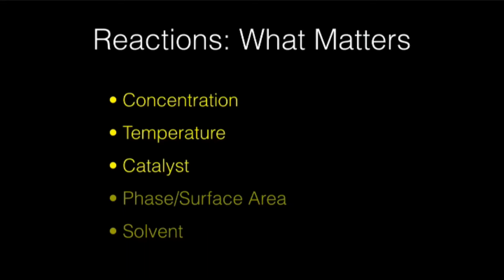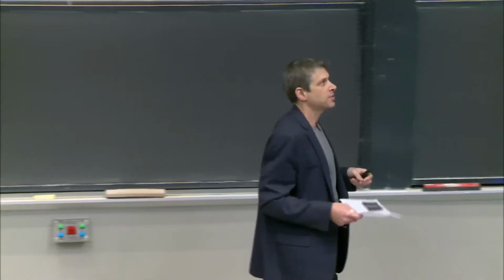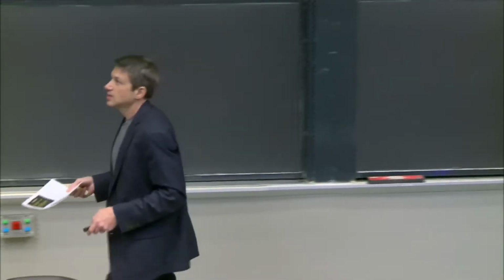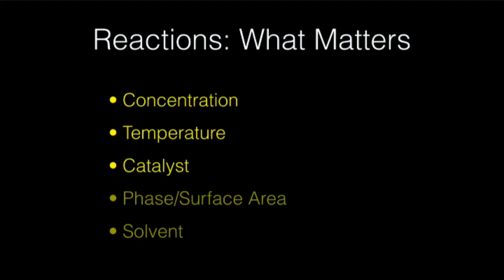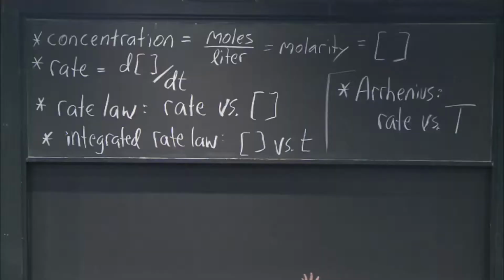Temperature, catalyst, the surface and the structure that you're doing the reaction on, the solvent that it's in. All of these things impact how the reaction happens. You see I grayed out those bottom two, because I'm not going to talk about those two, but I will talk about each of those other items today. That's our goal: to figure out how those items play into these dependencies.